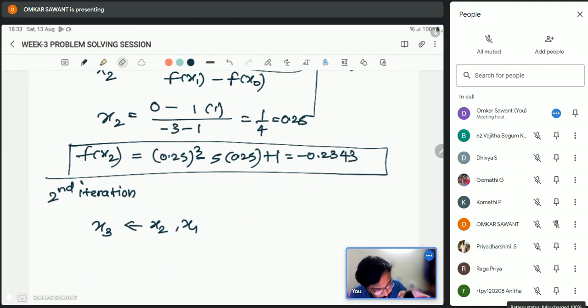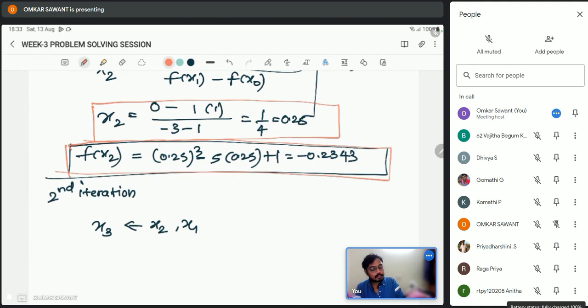So you get this value of x2, and we are trying to find the roots. We will do the iterations until the f values which we get in one iteration and in the next iteration do not differ much. Then that corresponding x will be the root. Are you getting what I am saying?